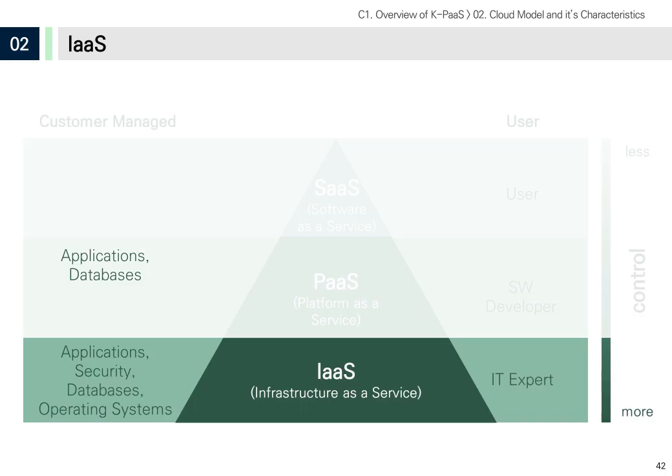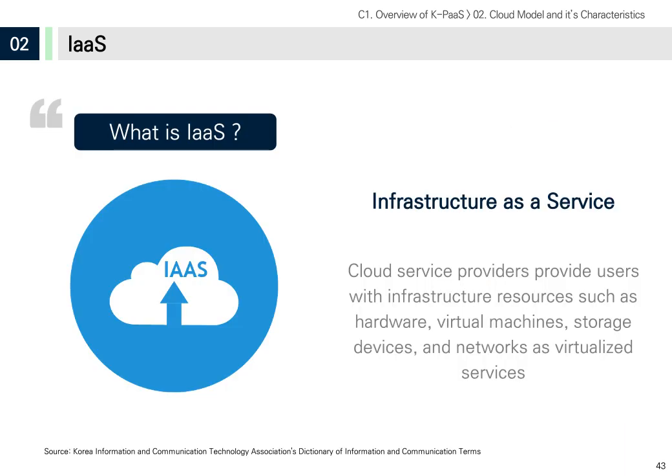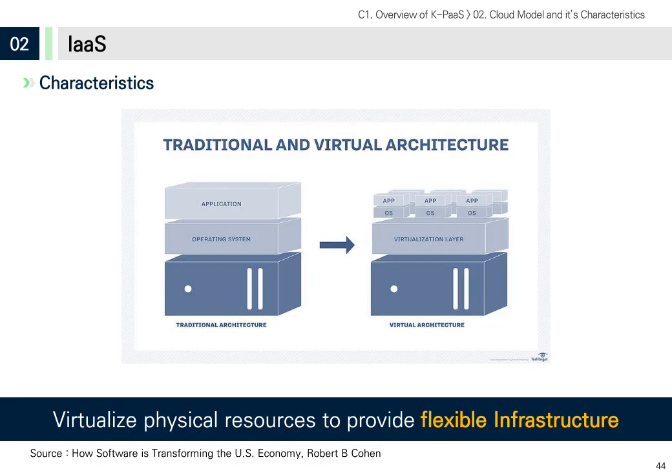Part 2. IaaS model. Now let's take a closer look at the model-specific features according to the scope of cloud service delivery. First, let's take a look at the IaaS model for IT professionals to deliver applications, security, databases, and operating systems in a cloud environment. IaaS is a model where computing resources, such as CPUs and hardware, are provided as a service over a network. It is a cloud service that provides the infrastructure. Examples include Amazon Web Services, Microsoft Azure, and Google Cloud Compute Engine. The hallmark of the IaaS model is that it provides a flexible infrastructure by virtualizing physical resources.